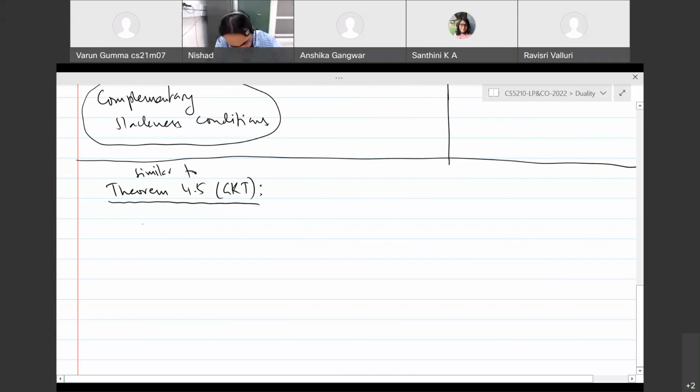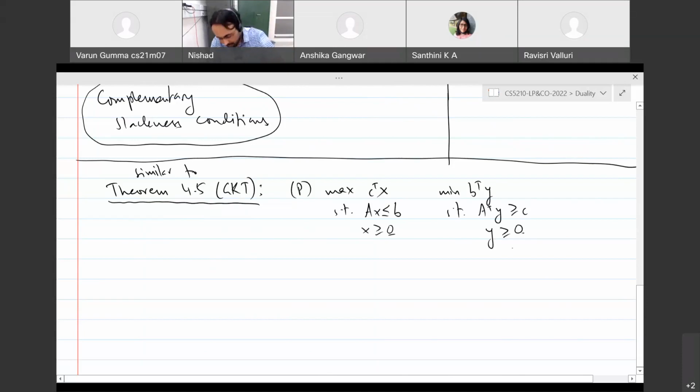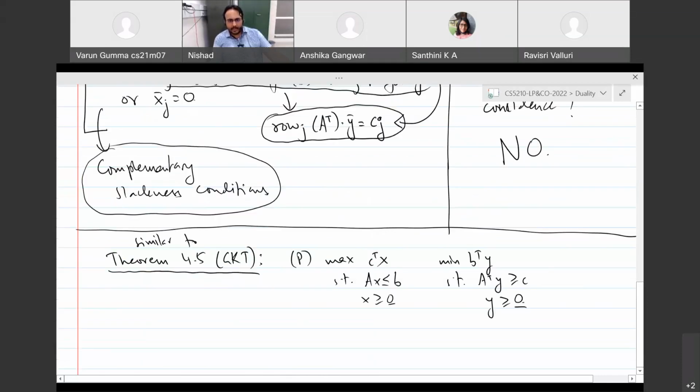All right, so your primal is maximize C transpose X subject to AX less than or equal to B and X is non-negative. And the dual, as we wrote down, is minimize B transpose Y, subject to A transpose Y at least C, and Y is non-negative. So that's just the general form of the specific example we considered.